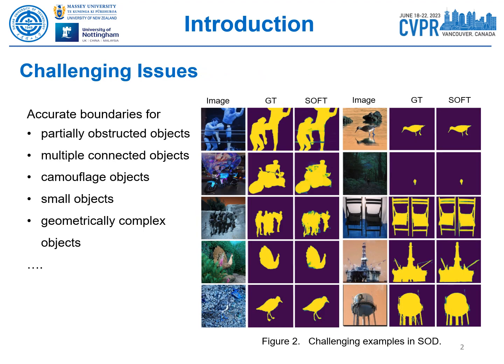However, accurately detecting object positions and boundaries is not easy, especially when there are partially obstructed objects, multiple connected objects, camouflaged objects, and tiny objects.